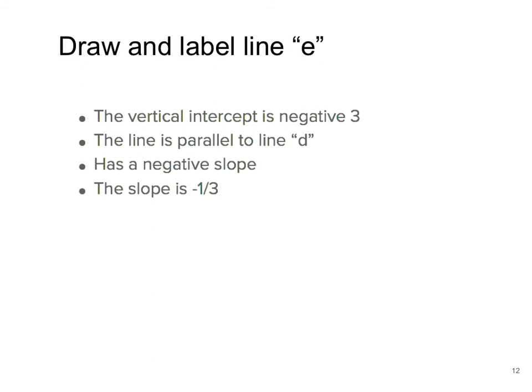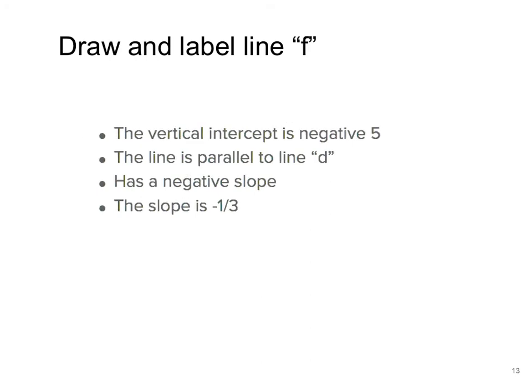Line E, the vertical intercept is negative 3. The line is parallel to line D. It has a negative slope, and that negative slope is negative 1/3. Go ahead and graph line E and label it line E.